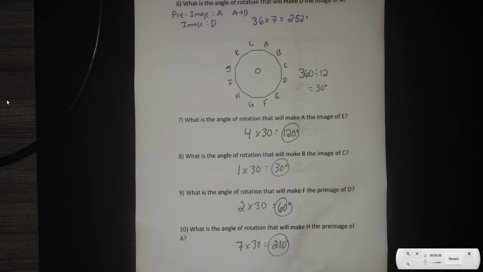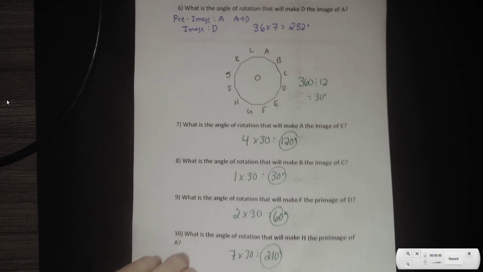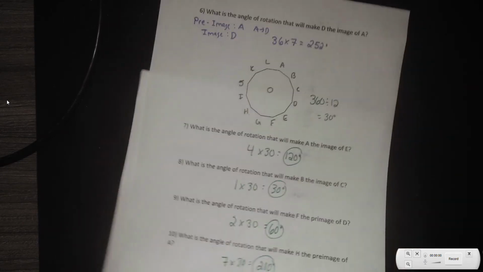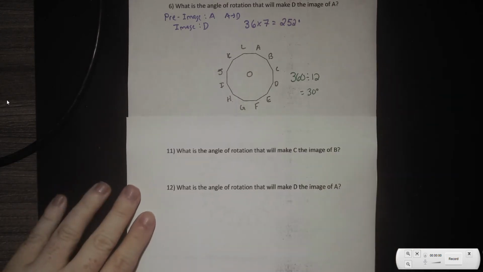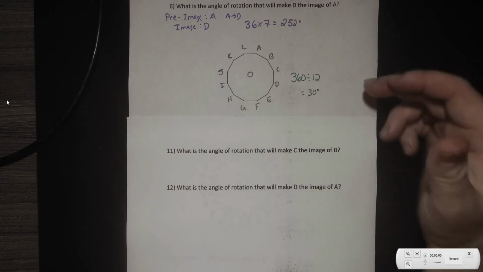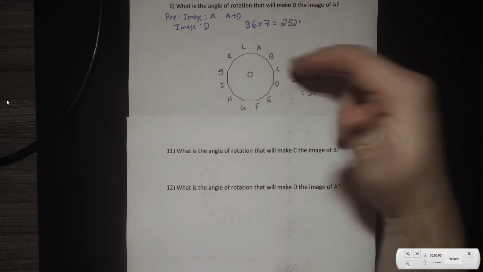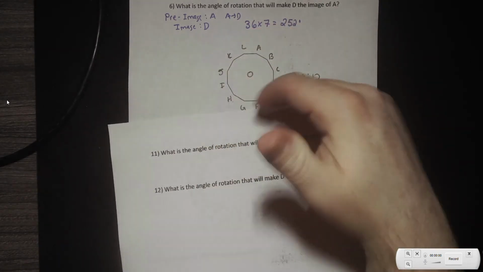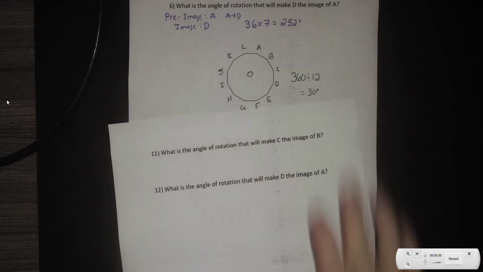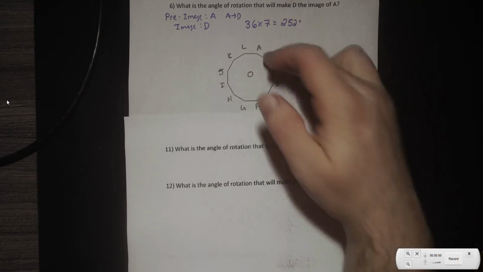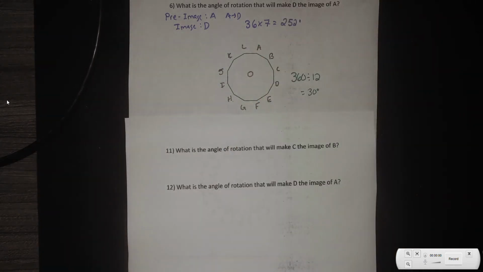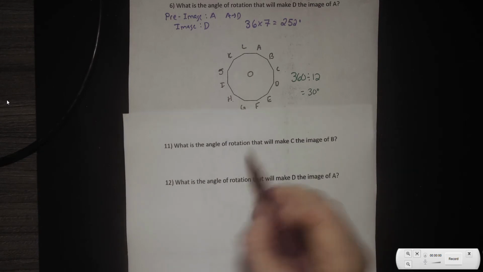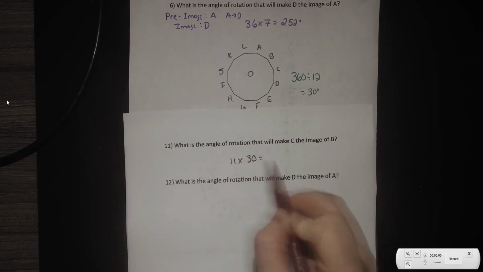Okay, and then if I pull this out, I got 2 more here. What is the angle of rotation to make C the image of B? C is the image, so we're going from B to C. So 1, 2, 3, 4, 5, 6, 7, 8, 9, 10. Wait a minute. 1, 2, 3, 4, 5, 6, 7, 8, 9, 10, 11. You never count the first one, B first. So that's 11 times 30, which gives me 330.